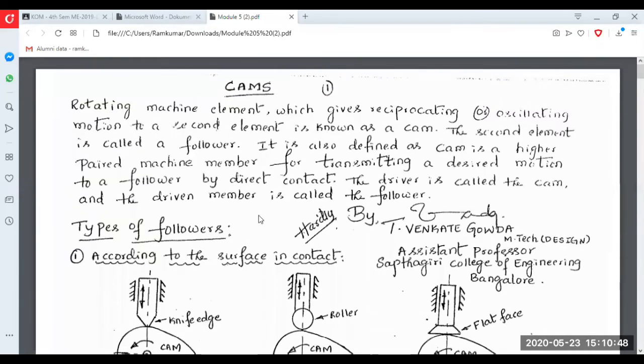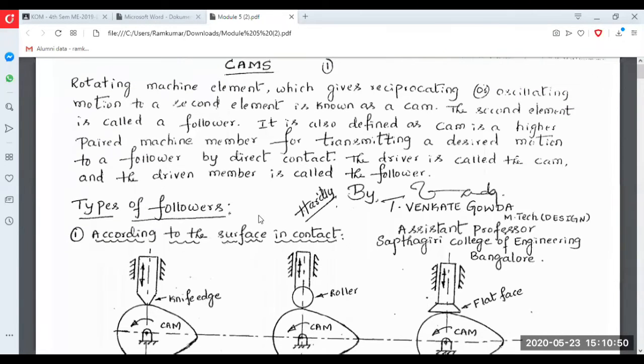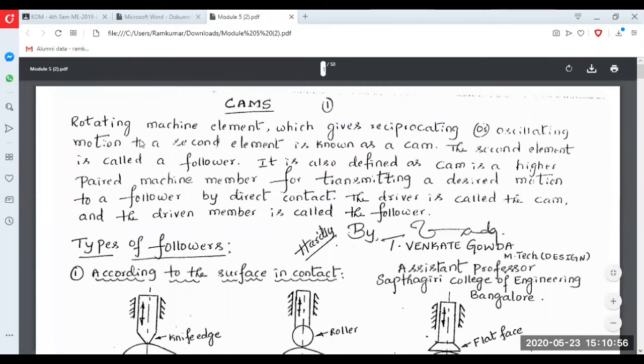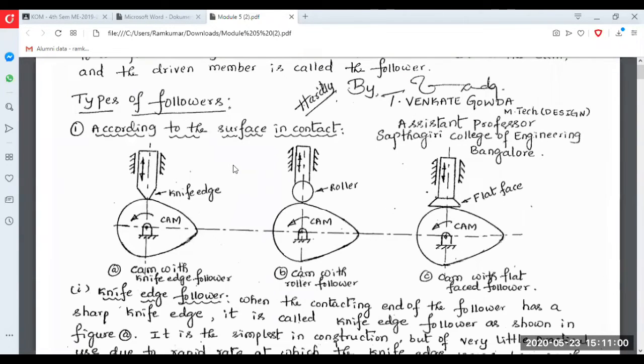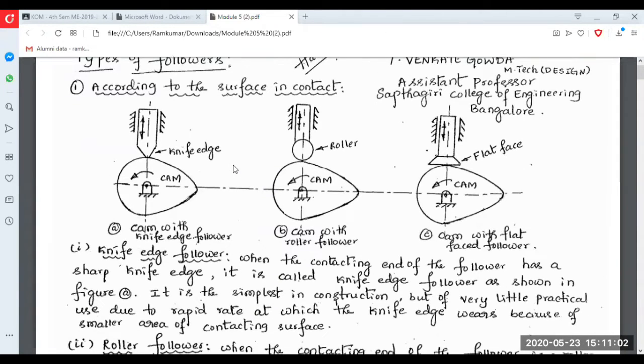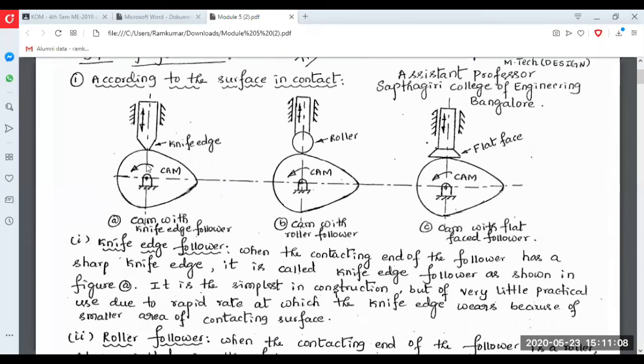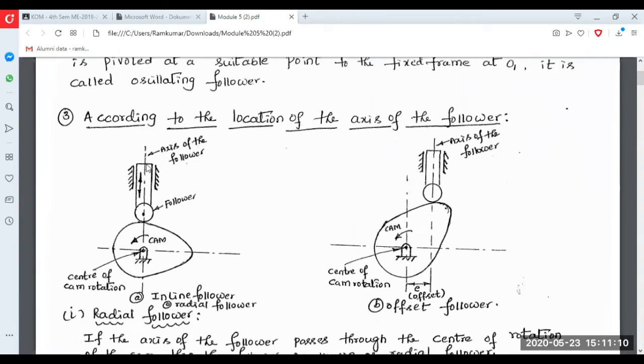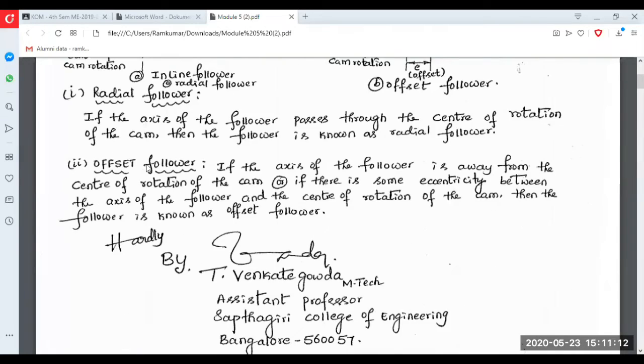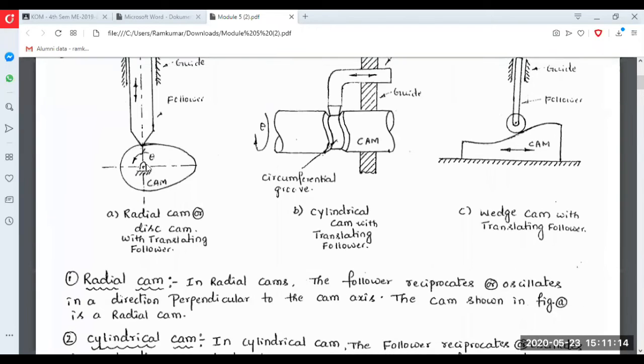Okay, what is a cam? A cam is a device which converts rotating motion to reciprocating motion, or you can say oscillating motion. So this is nothing but cams. So here different types of cams are explained, and different types of followers are explained. What are the different types of cams? That question is also here.